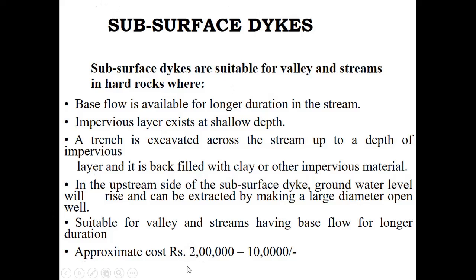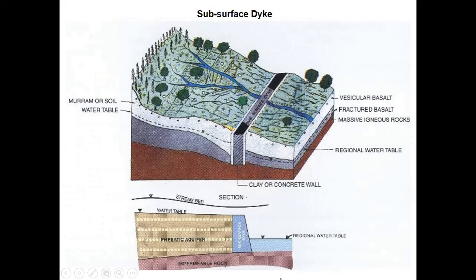Approximate cost may be up to 1 to 2 lakhs. Subsurface dikes. This is the figure showing the structure. Here a trench has been excavated and filled with impermeable material, so that these areas will be saturated with stream water. So this is the regional water table, but when the subsurface dike has been created, this is the water table elevated from the regional water table due to this subsurface dike.